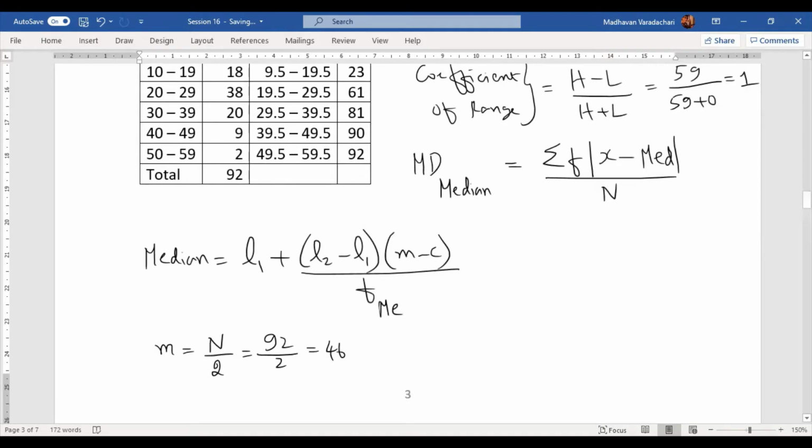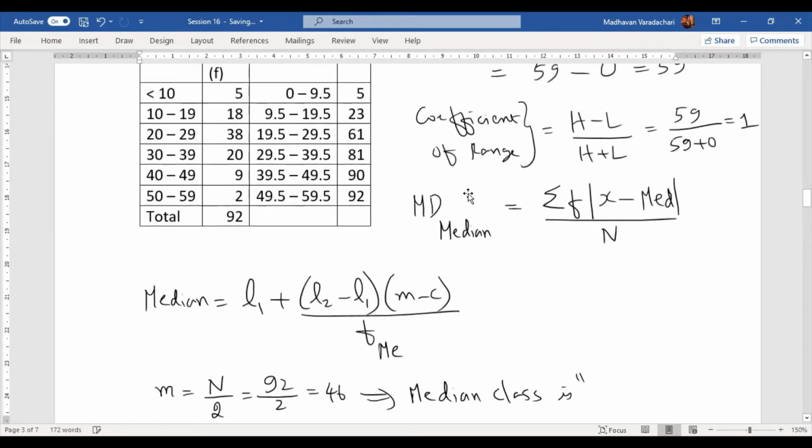Now, how do we identify the median class? We need to look into where this M occurs to understand what is our median class. So up to 5, it won't come. Up to 23, it won't come. Up to 61, yes, it will come. So our median class is 19.5 to 29.5.